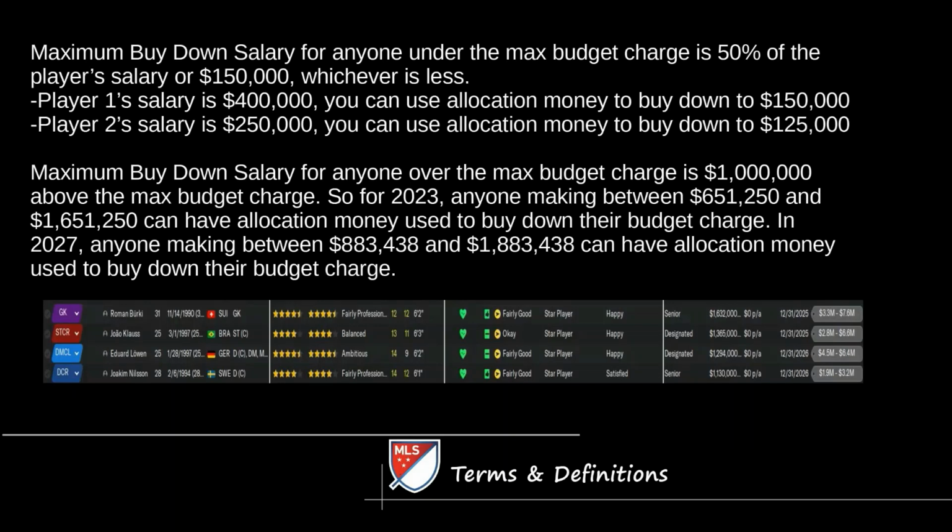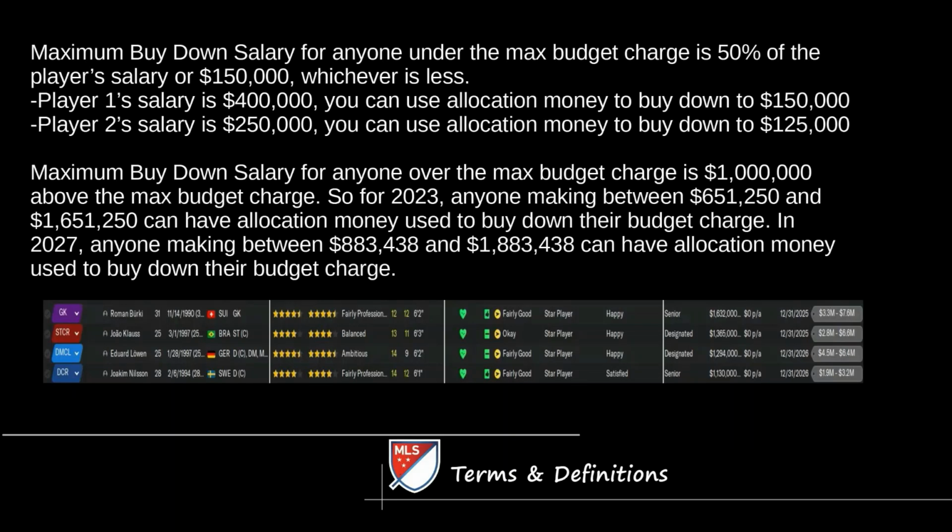All right? Player two's example, his salary is $250,000. You can use allocation money to buy it down 50%, would be $125,000, or you could use it to the $150,000, whichever is less. Once again, the least amount is $125,000, so that's the max you're allowed to take it down to. I hope that makes sense. It's really not that complicated because in FMS you click your little slider and it does its magic for you. You don't have to go type in a value. It will do it for you. And once again, I will show you how to do that in Football Manager in a later episode.